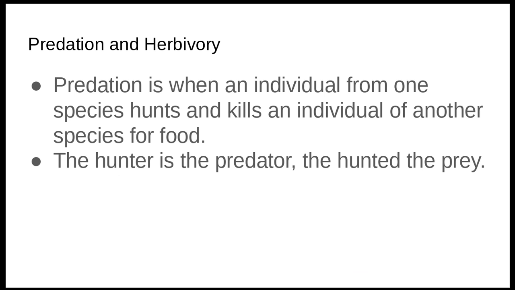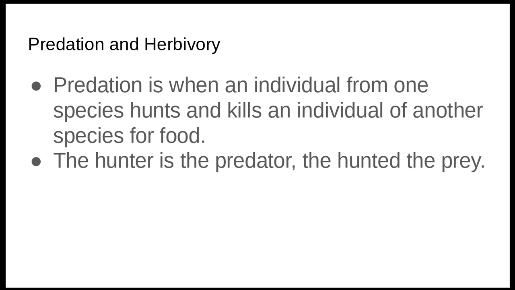The final section of these notes will talk about predation and herbivory and how they impact the other species in an ecosystem, how the species interact when predation and herbivory happen. Predation is when one individual from one species hunts and kills another individual from another species. Like a wolf tracking down a rabbit in the woods.